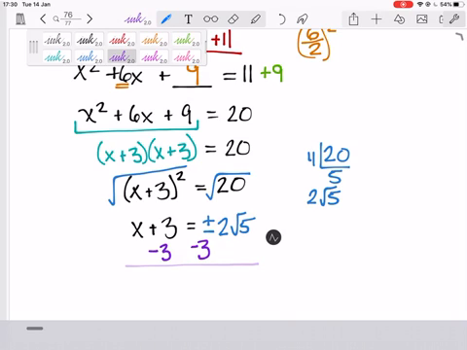I cannot add or subtract a 3 with a 2 square root 5. They aren't like terms because of that square root 5, that radical. So my final answer, if I don't want to worry about decimals, is going to be negative 3 plus or minus 2 square root 5. And this is why we couldn't factor it, because that is indeed very gross. But it is our final solution.